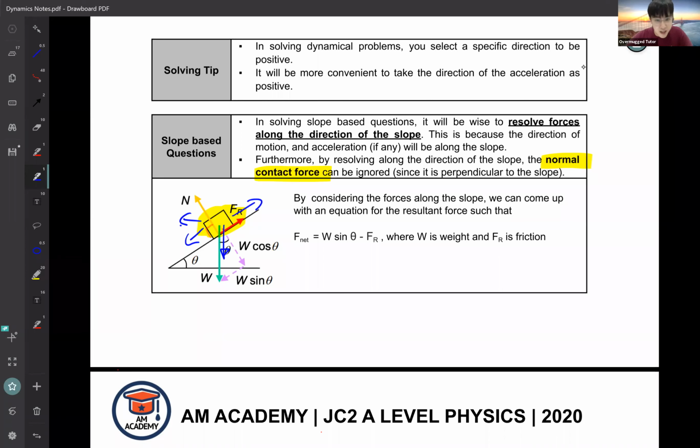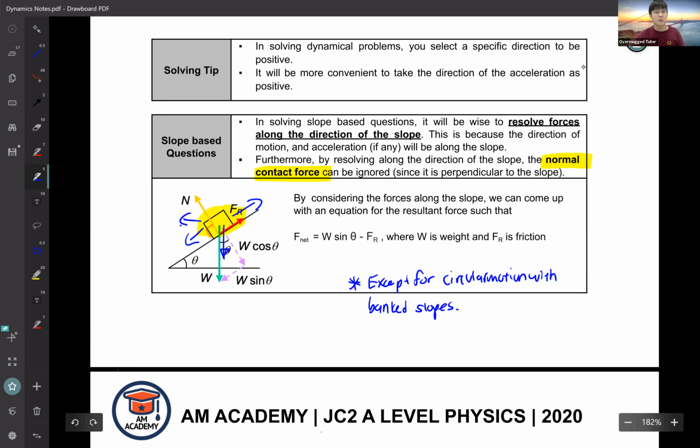Okay, but there's one caveat here. For most of you guys who have already done circular motion, there's one case, if they ever give you a banked slope, then you don't resolve in the direction of the slope. Okay, so you can write here, except for circular motion with banked slopes.